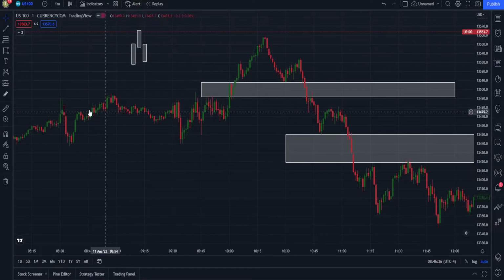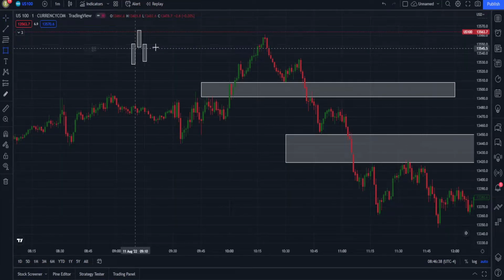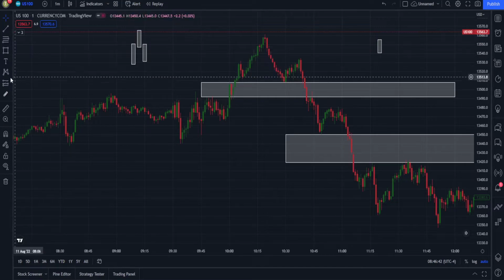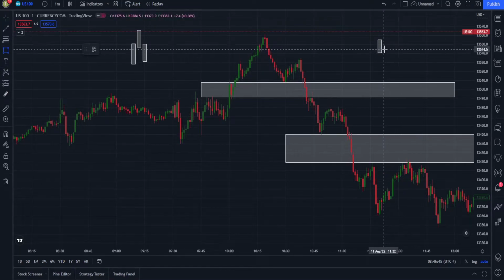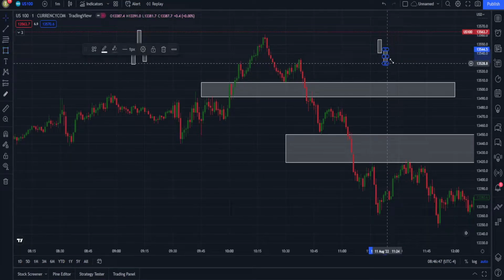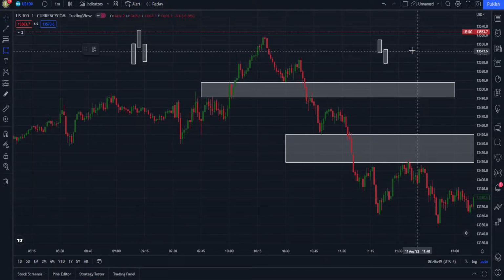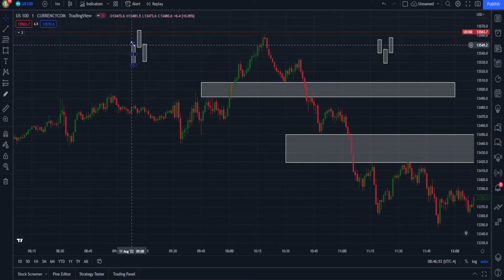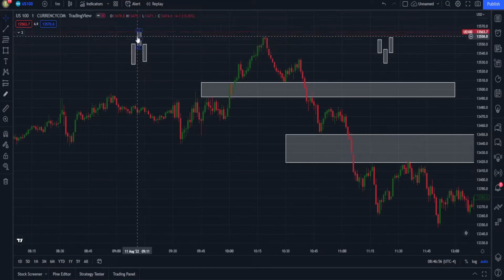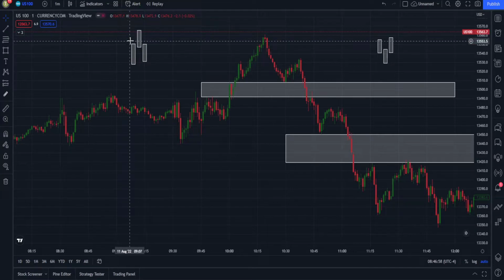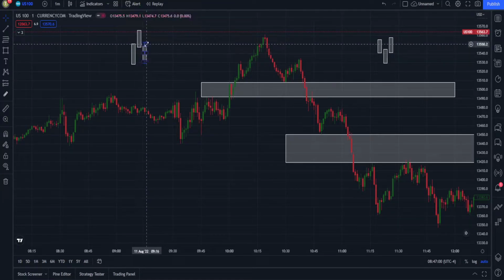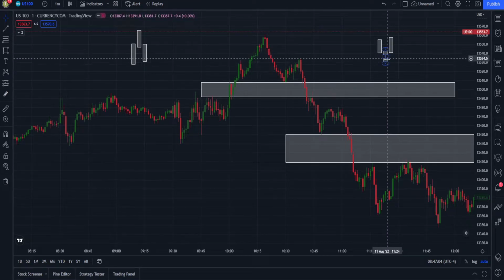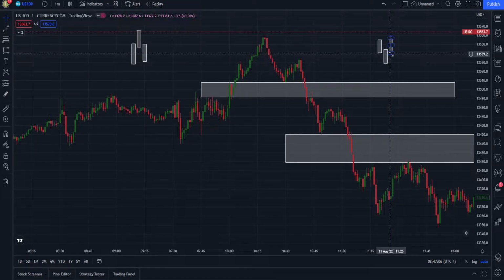This is a swing high, and obviously a swing low would be like this over here. The reason why this is a swing high is because the middle candle has a higher high than the candle to the left and the candle to the right, and a swing low has a lower low than the candle to the left and the candle to the right.